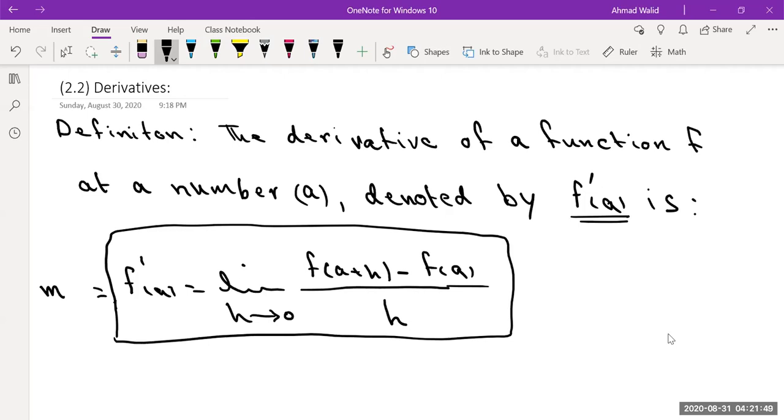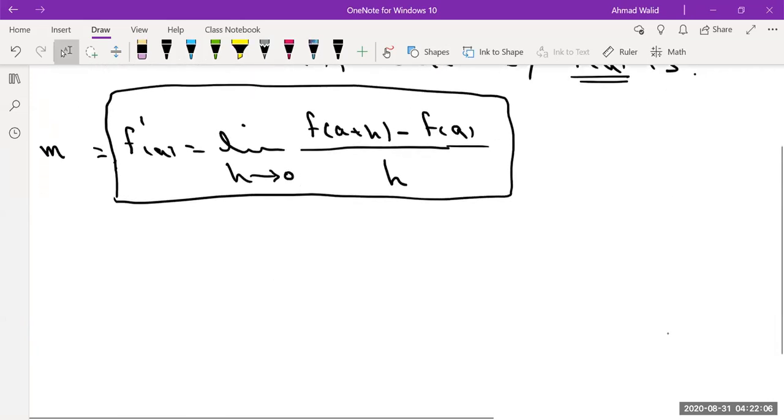Even in my previous lecture, I did the proof for you. I don't want to do it again, correct? Just here, instead of m, we name it f prime a. We read it this way, f prime a, correct? That's the derivative formula.